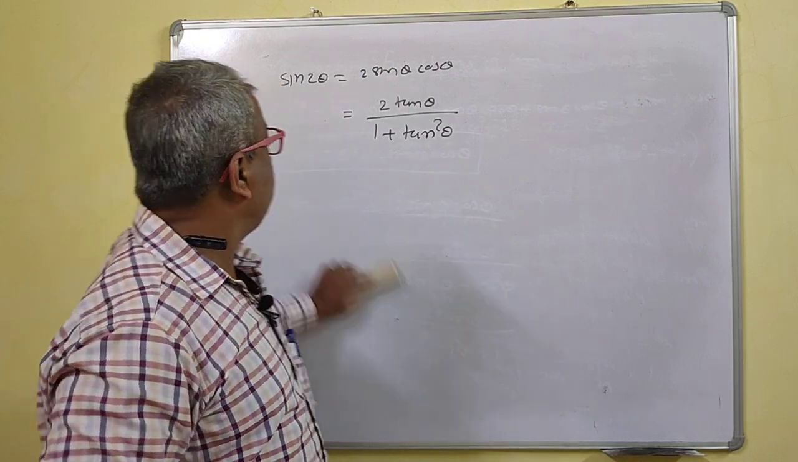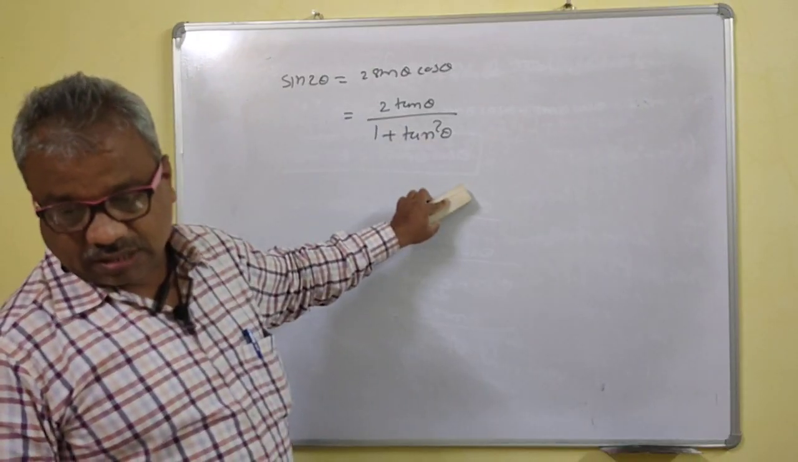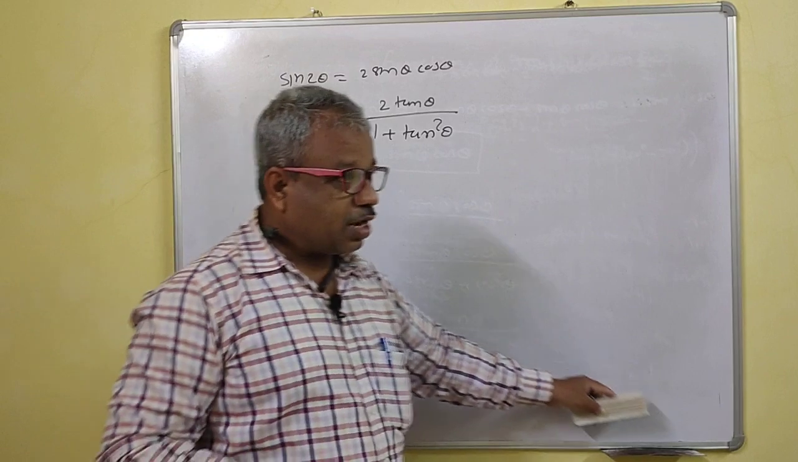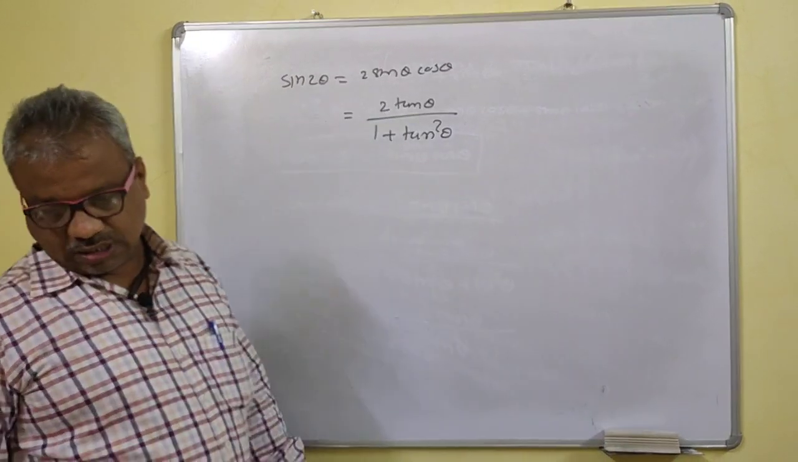See, now the angle is double here, and in here we get a single angle. That means the double angle is converted into the single angle.